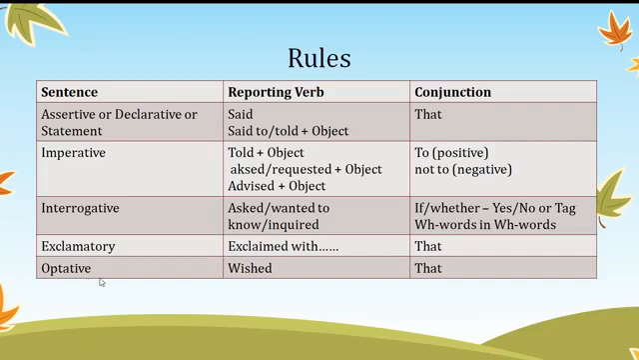Now the last sentence is optative. Optative means we have to use wished. And the conjunction is again that. This we are learning. What is the first and foremost thing? Keep in your mind: you have to find which type of sentence it is, first of all. When we know what type of sentence it belongs to, then we have to go step by step. First join with the reporting verb I have given you according to the sentence. And now go to the conjunction to join that I have given you.